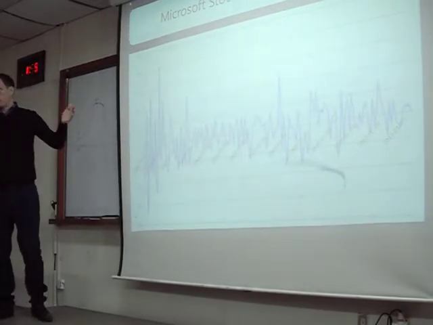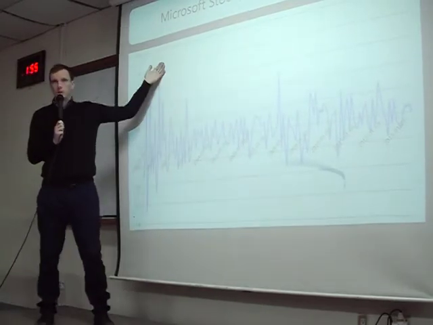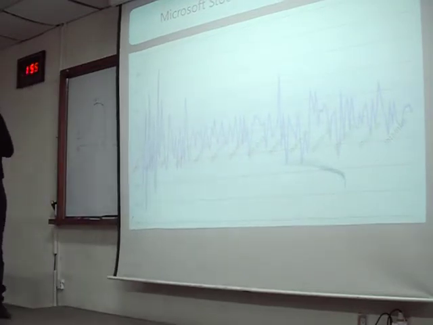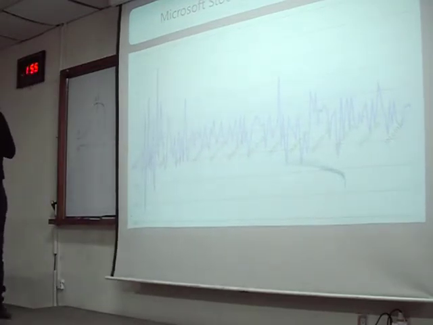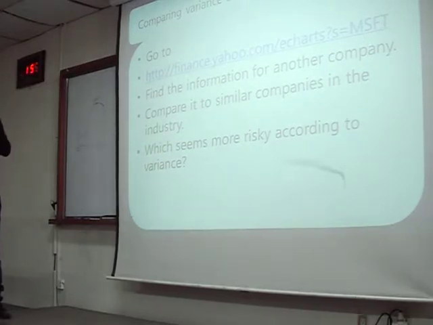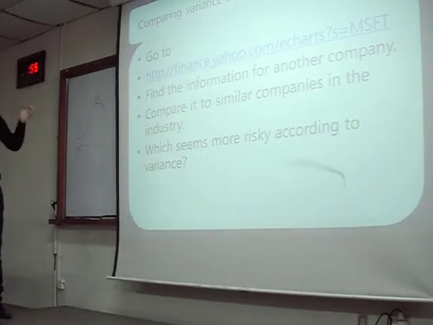So we can find other companies which have very dramatic changes, right, in their stock price. So we'll get an idea of whether a company is risky or not risky by looking at the history and looking at the variance of the expected return against the actual return.